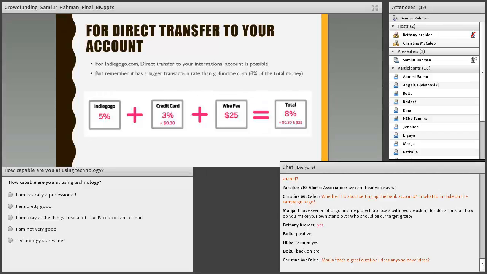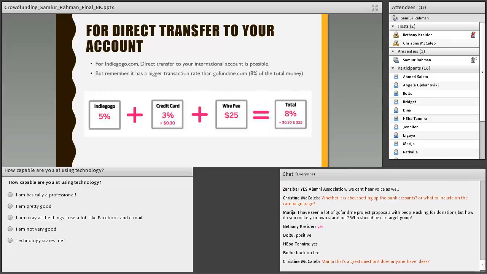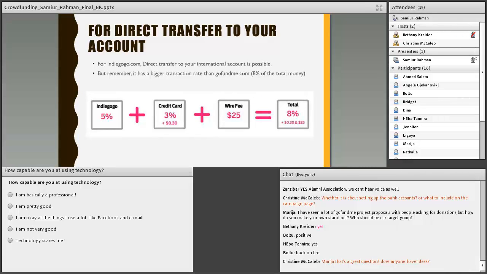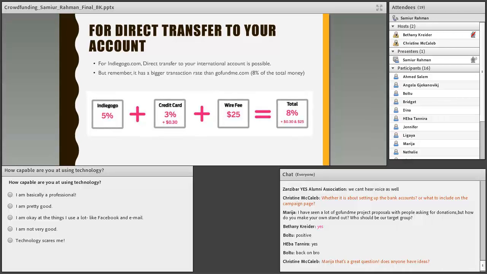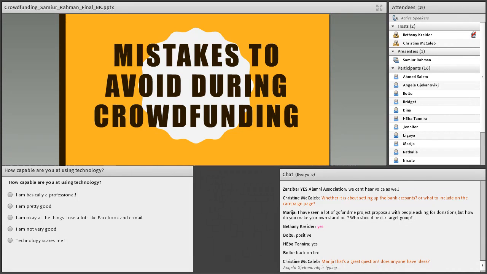When you wire transfer it, they're going to charge $25. That's a huge amount compared to GoFundMe, so you have to be careful about IndieGoGo. If you don't want to use IndieGoGo and you want to use GoFundMe, make sure you have an American bank account, or else there's going to be more than with GoFundMe: 8% of the total money is going to be cut by IndieGoGo, since they're transferring the money internationally to your account. All right, let's continue.